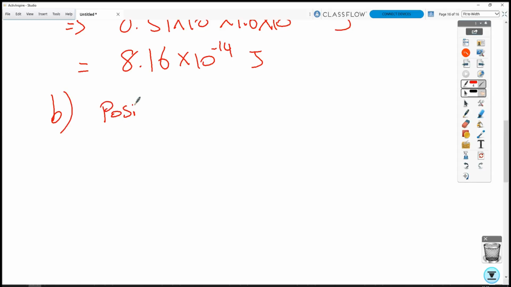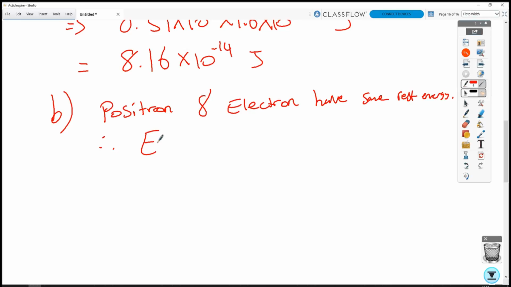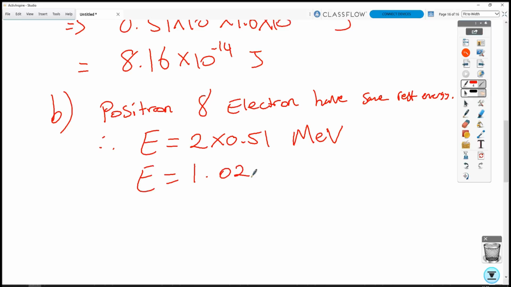Positron and electron have the same rest energy. Therefore, E equals 2 times 0.51 mega electron volts, because that was already given in the question. So the energy is equal to 1.02 mega electron volts.